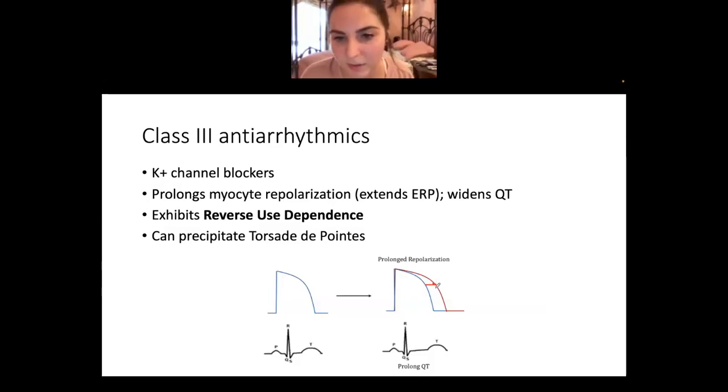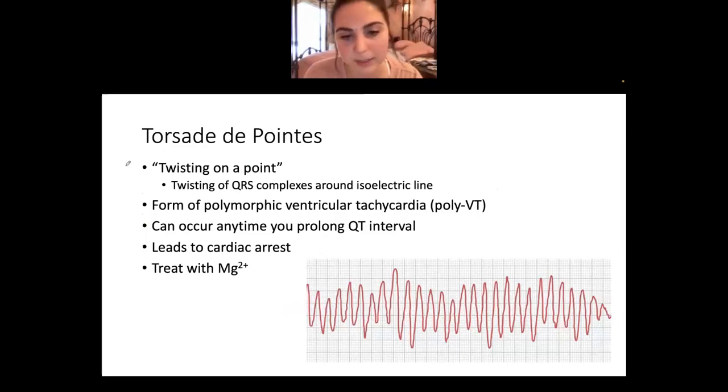It's going to look like this. It's going to be extended. It's going to take longer now for repolarization to occur. But by taking longer for repolarization to occur, we're extending the effective refractory period. By doing this, we're prolonging the QT interval. And then class 3s exhibit reverse use dependence, which we'll talk about. And all of the class 3s, as well as the 1A, can precipitate torsade. Anything that prolongs QT interval can precipitate torsade.